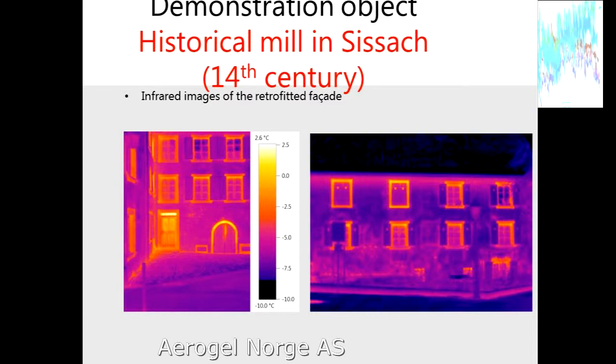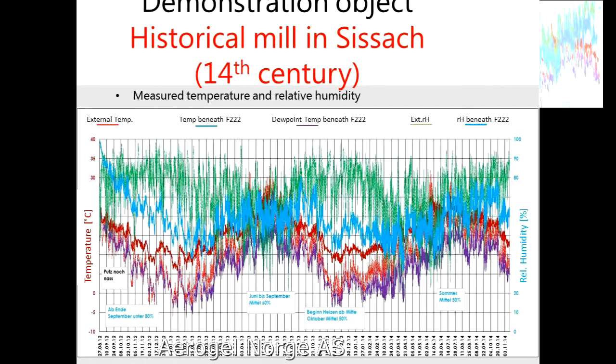This one is the diagram measured from August 2012 until November 2014. And what we can see is the thin red line. This is the external temperature. And the thin green line, the external relative humidity on the west facade. And the thicker red line is the temperature beneath the aerogel render, and the light blue line is the relative humidity beneath the aerogel render.